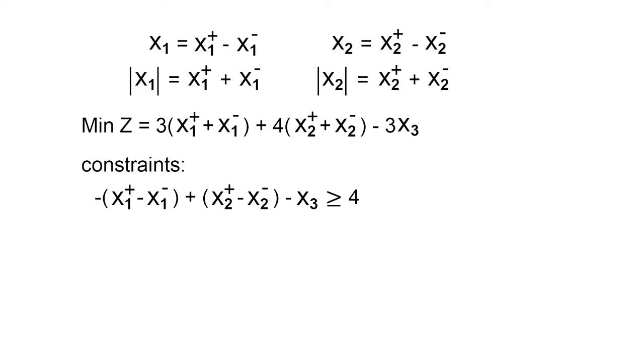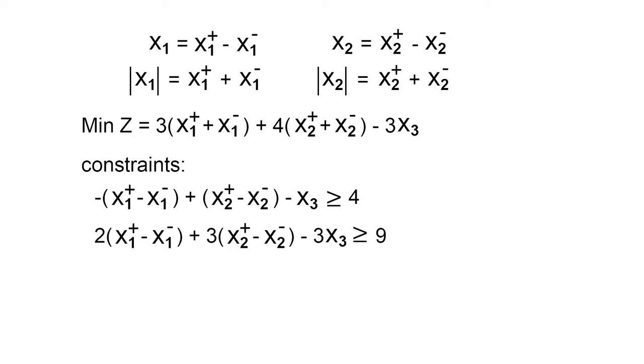And then the second constraint is 2, again, the transformed equation of x1 minus x1 minus plus 3 times the transformed equation of x2 plus minus x2 minus 3x3 is greater than or equal to 9. And all our variables, x1 plus, x1 minus, x2 plus, x2 minus, and x3 are all greater than or equal to 0. So again, this is how we transform absolute value functions in our objective function.